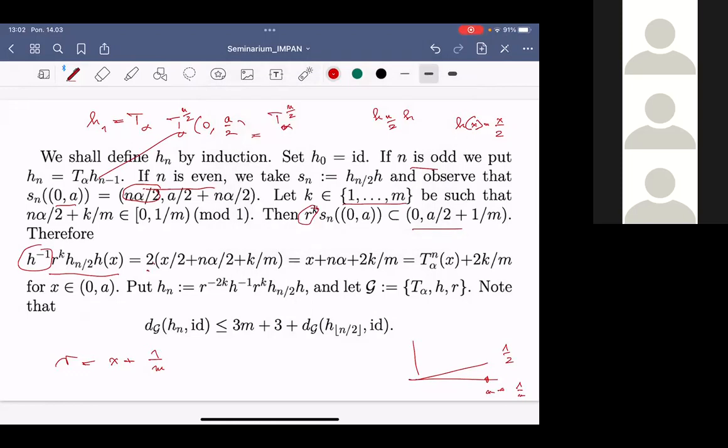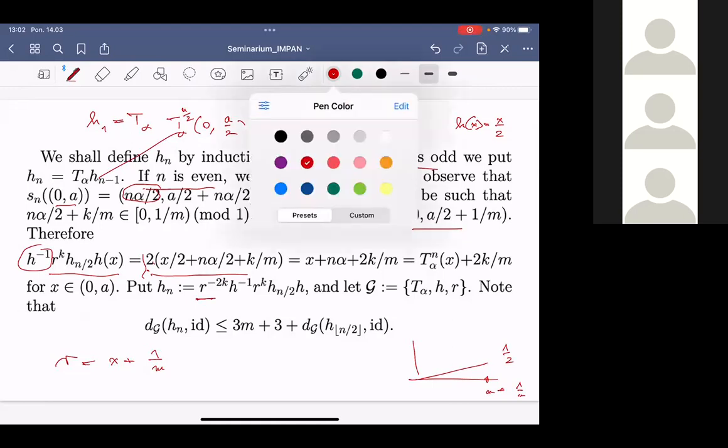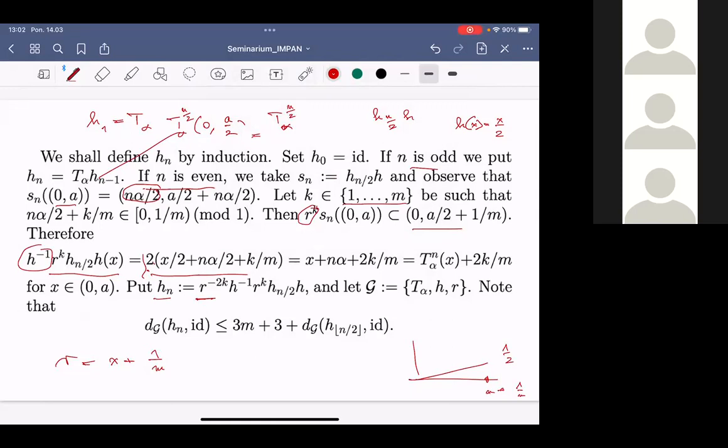So we obtain that if we take this composition, this is x plus an alpha plus 2k over n. And now, if we take 2k times the inverse to this rotation with rotational number 1 over m, hn will be equal to t alpha n of x. Yeah, because this is 2k times minus 2k over m. So this will be t alpha n of x. So this will be the condition we wanted to obtain.